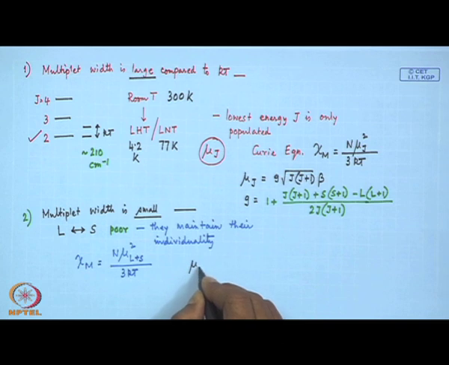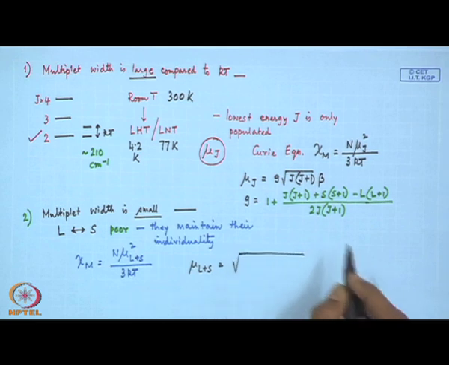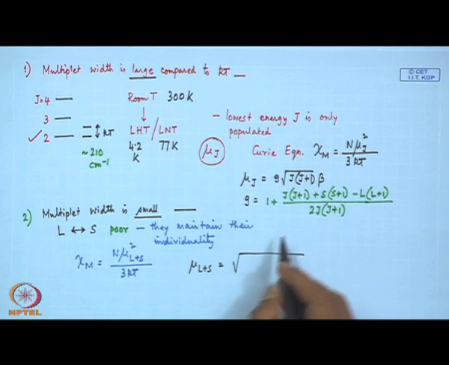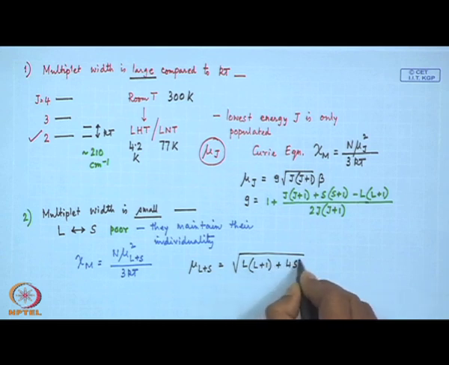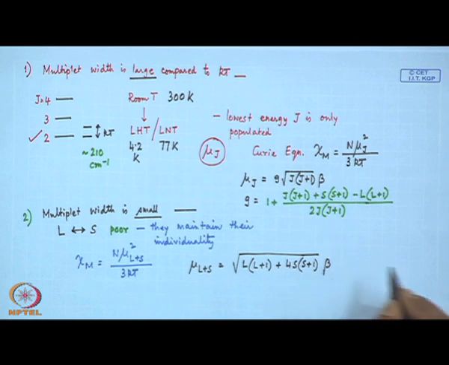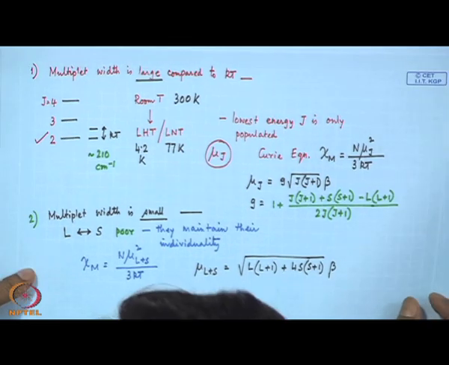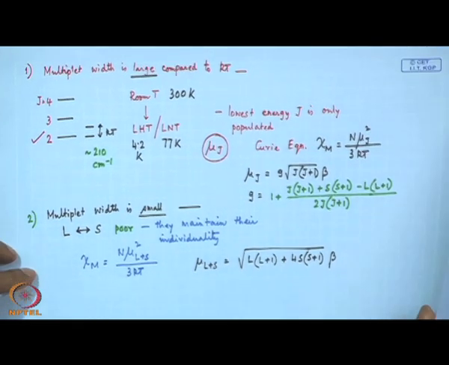So, what we have now, mu L plus S like that of mu J, where instead of using J as the good quantum number, we can use L as the useful quantum number also, multiplied by 4S into S plus 1, what we can have for the spin only equation, into beta. So, these are the things where we can have the multiplet width which is small.